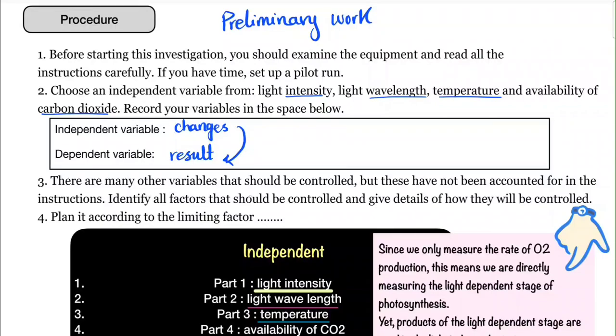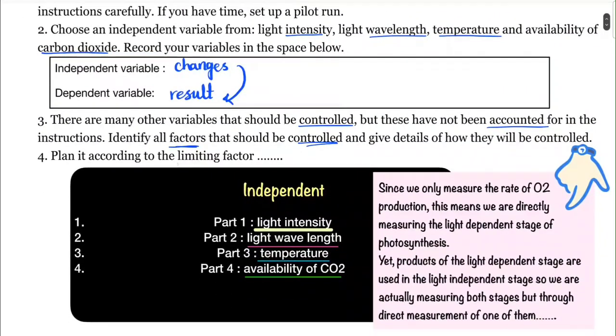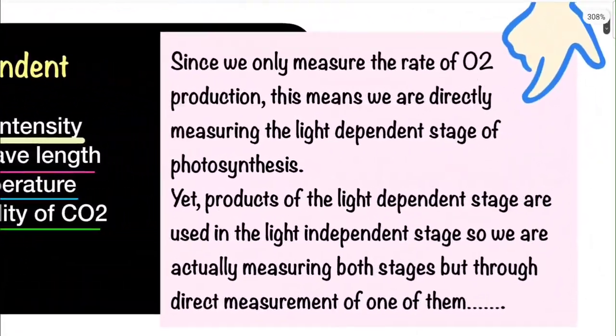There are many other variables that should be controlled, but these have not been accounted for in the instructions. Identify all factors that should be controlled and give details of how they will be controlled. Plan it according to the limiting factor. So now these are the independent variables inside a list in here.